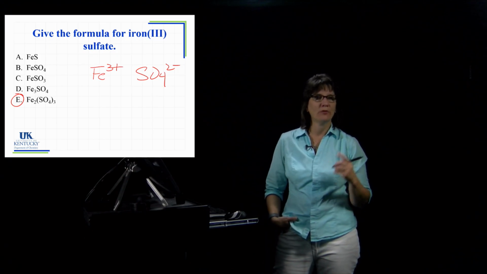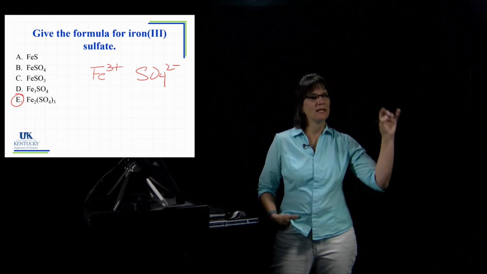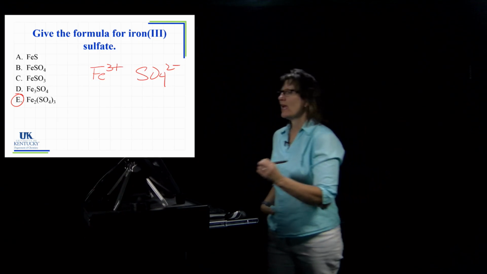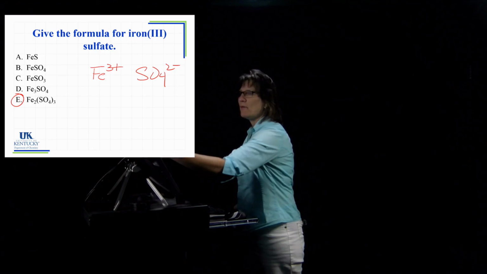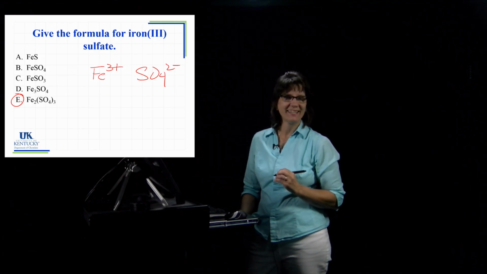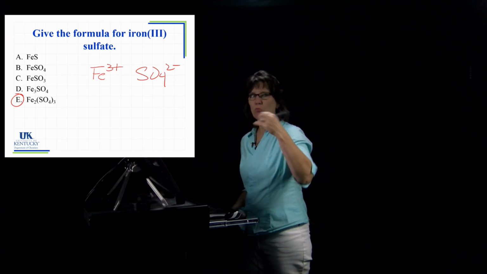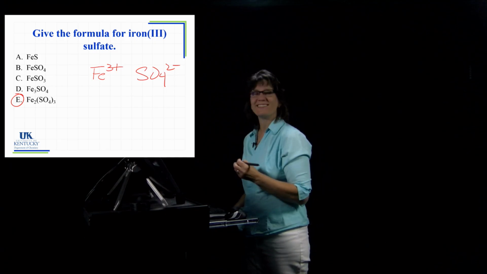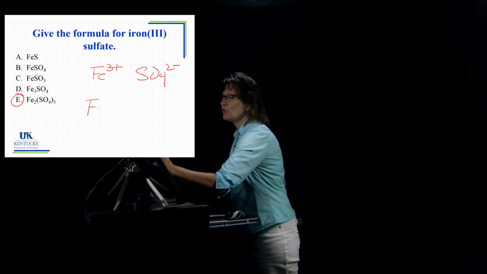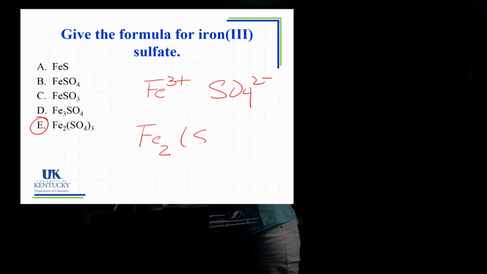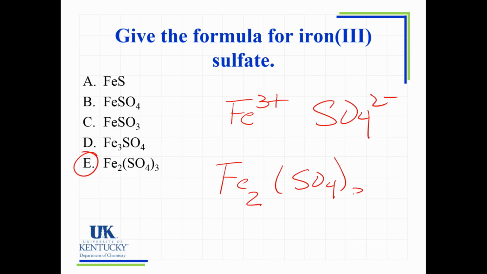Now I need to come up with a good formula that has as many cations as it has anions. And so let's think about that. Least common multiple between 3 and 2 is 6. So get 6 positives and 6 negatives. A way to do this might be the crisscross down method. So we have 2 irons and we have 3 sulfates. And if we have 3 sulfates, we put parentheses around the sulfate and put the 3 outside of that. So that's how I know that E is the correct answer.